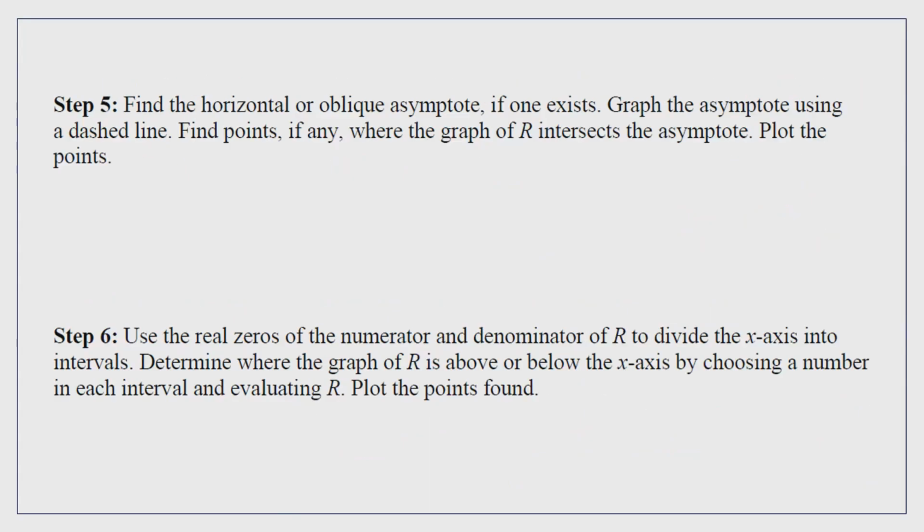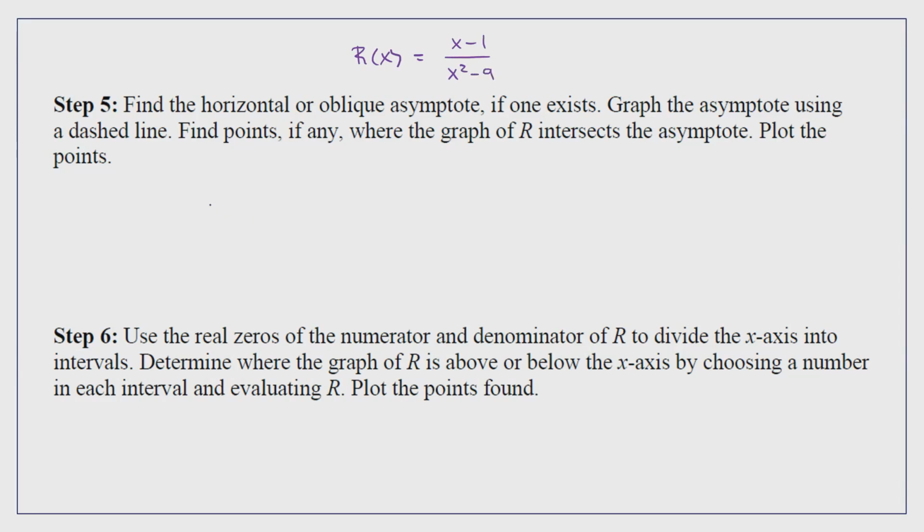So for step 5, we're now going to find the horizontal or oblique asymptote if one exists. And then we'll use that information to graph the asymptote using a dashed line, and then find points, if any, where the graph of R intersects the asymptote, and then plot the points. Okay. So our function is R of x equals x minus 1 divided by x squared minus 9.